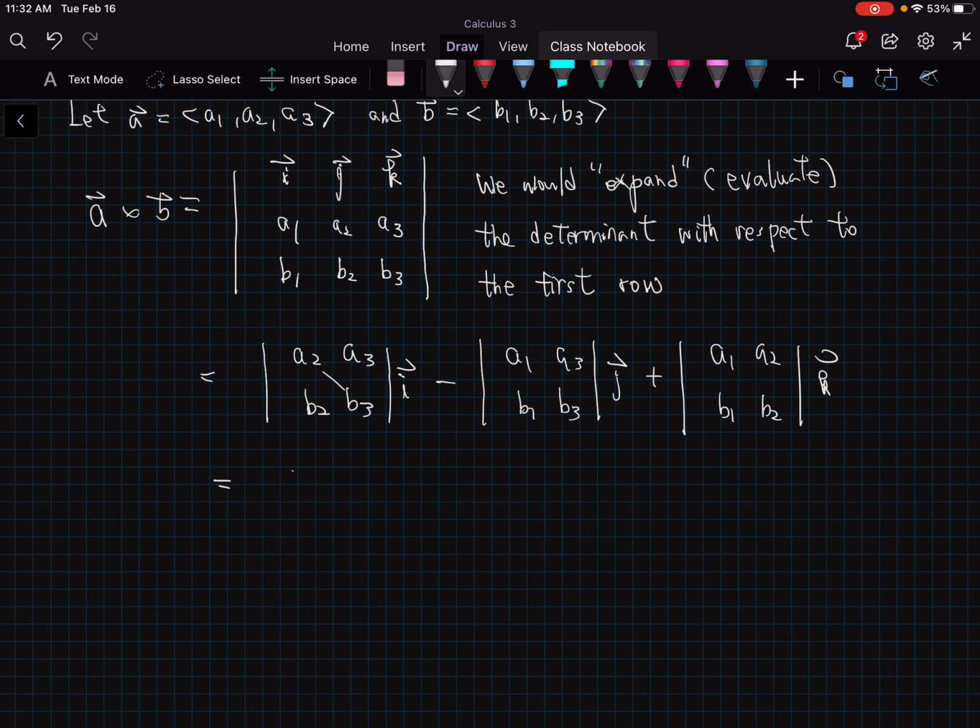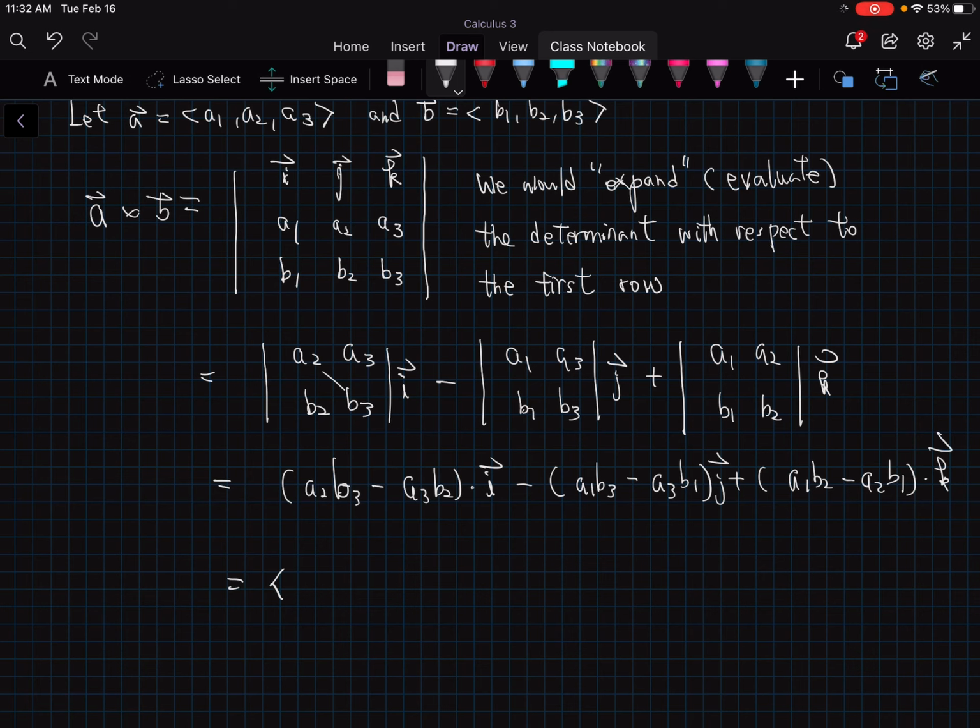And then we simply write down according to the evaluation of a determinant of order 2. The first one will be A2 B3 minus A3 B2, I, minus A1 B3 minus A3 B1, J, plus A1 B2 minus A2 B1, K. So don't forget J and don't forget K. Or we can say this simply is the vector A2 B3 minus A3 B2, comma, A3 B1 minus A1 B3, which changes sign because there's a minus sign there, comma, and A1 B2 minus A2 B1.